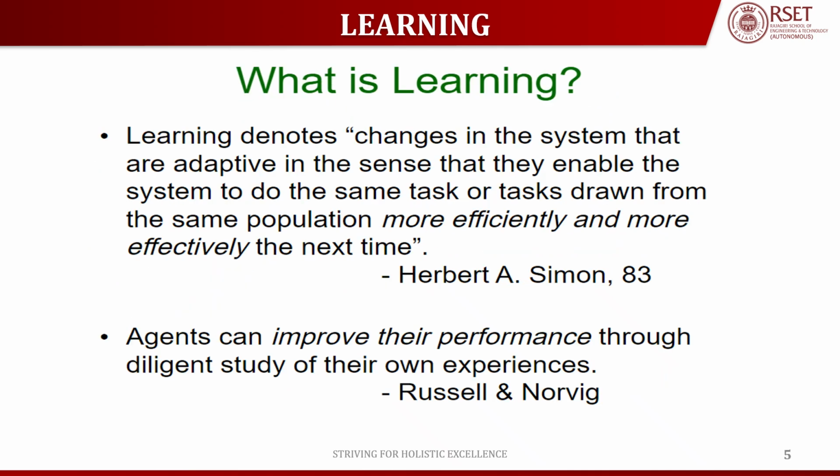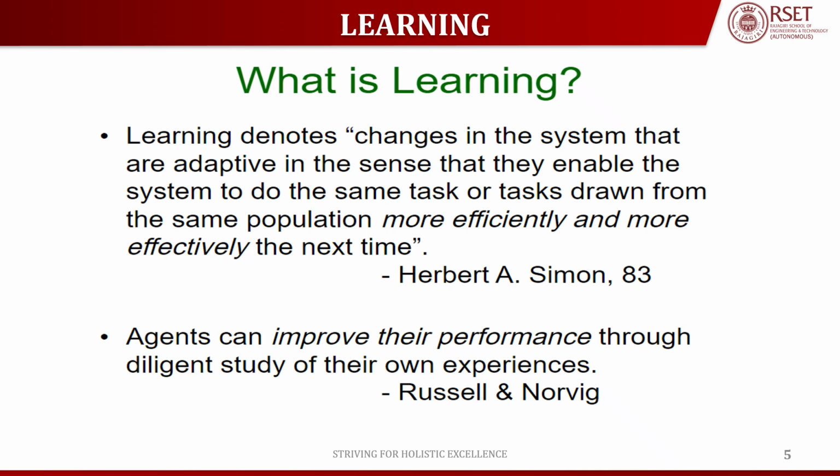Learning denotes changes in the system that are adaptive in the sense that they enable the system to do the same task or tasks drawn from the same population more efficiently and more effectively the next time. The other definition of learning is that agents can improve their performance through diligent study of their own experiences. So we can say learning is a process by which a system improves its performance through several experiences.